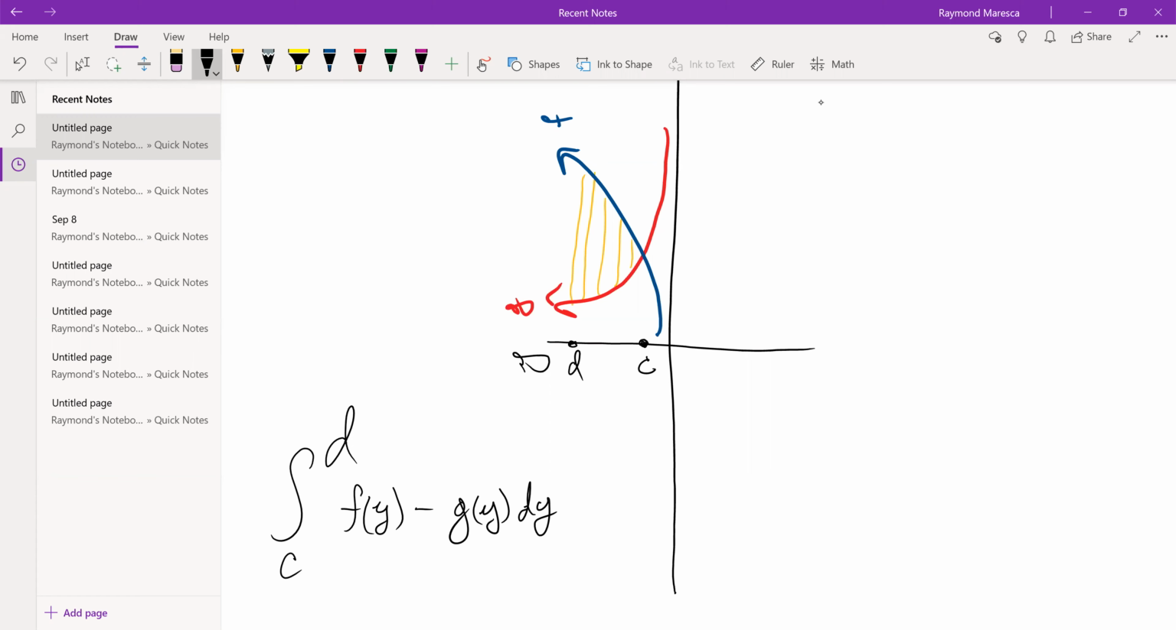So in the next video, we're going to go through some examples of how to rewrite these functions in terms of y instead of in terms of x, and hopefully that will concretize this concept.